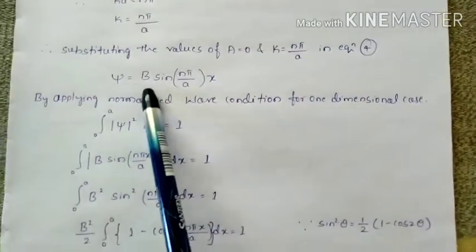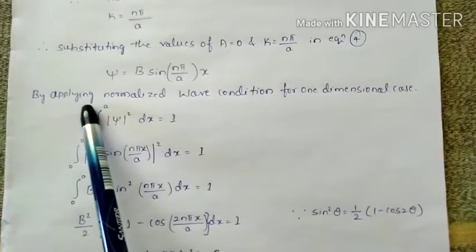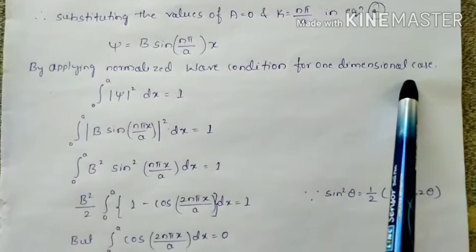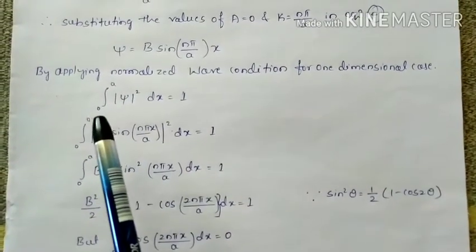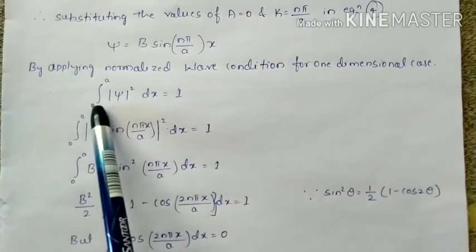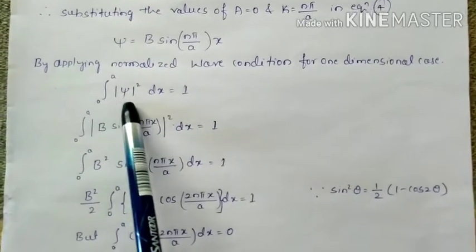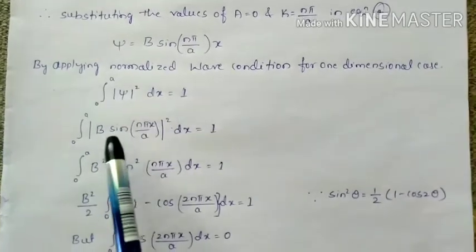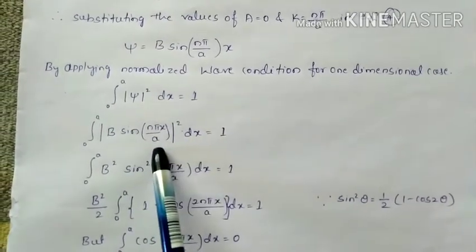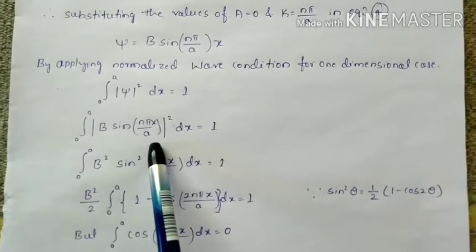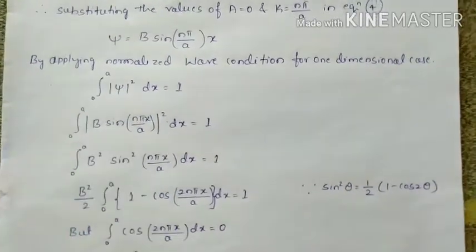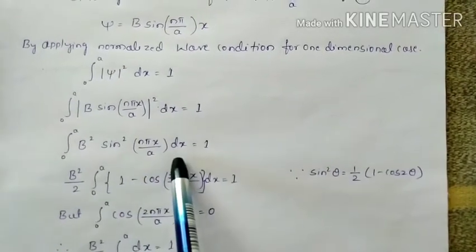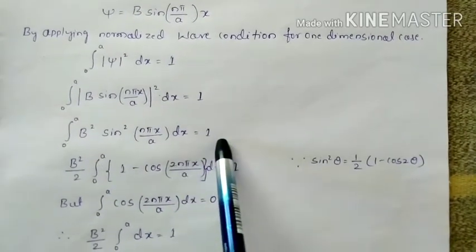So to find out the value of B, we will go for the normalization process. So by applying the normalization condition for the one dimensional case, normalization condition means integrating. So we are going to integrate from 0 to A modulus of psi square dx equal to 1. So psi is nothing but B sine n pi x divided by A, the wave function. So we are integrating it between the limits of 0 to A. So it will become B square into sine square theta equal to 1.